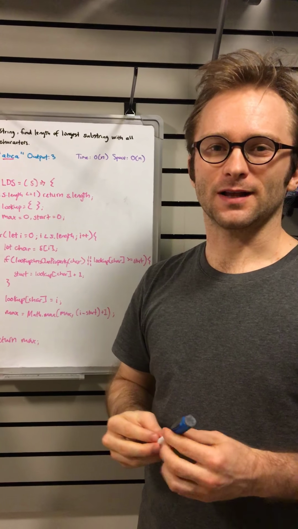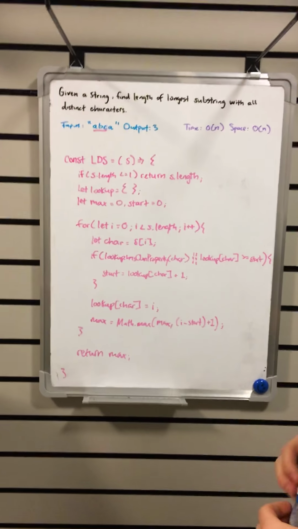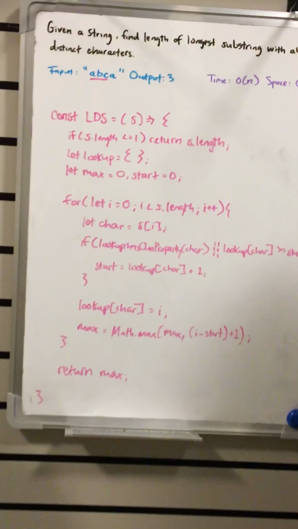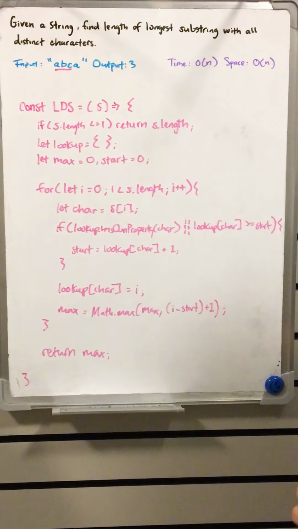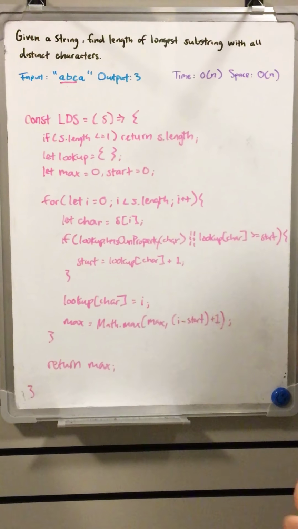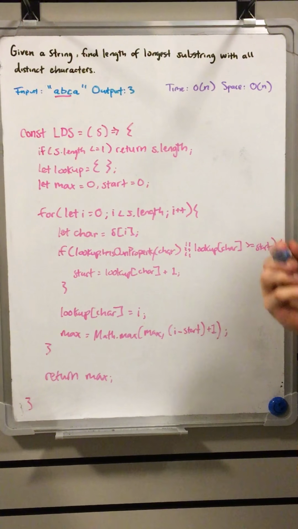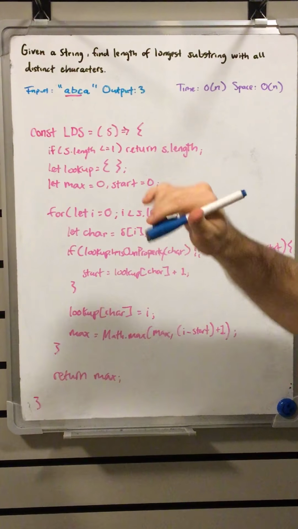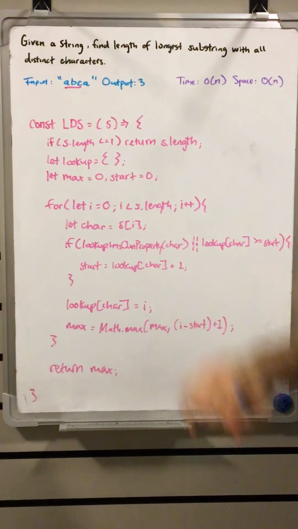Hi, today we're going to do Khan Academy String Set 2, problem number 6. The problem says, given a string, find the length of the longest substring with all distinct characters. For example, if we're given the string ABCA, our output should be the number 3. This is because the longest substring with distinct characters is ABC, which has a length of 3.